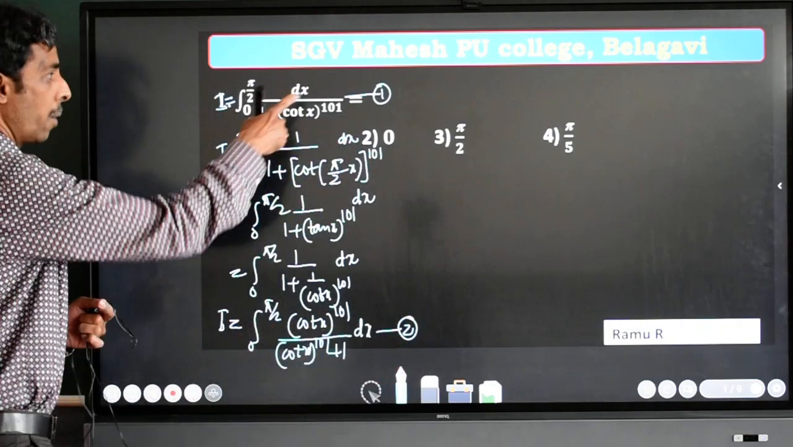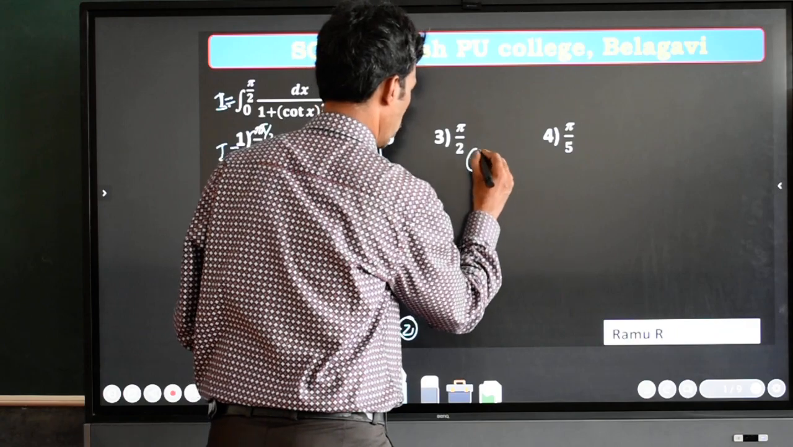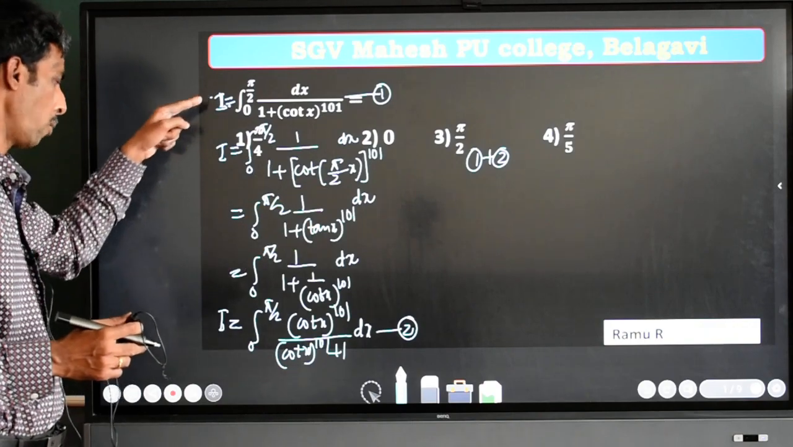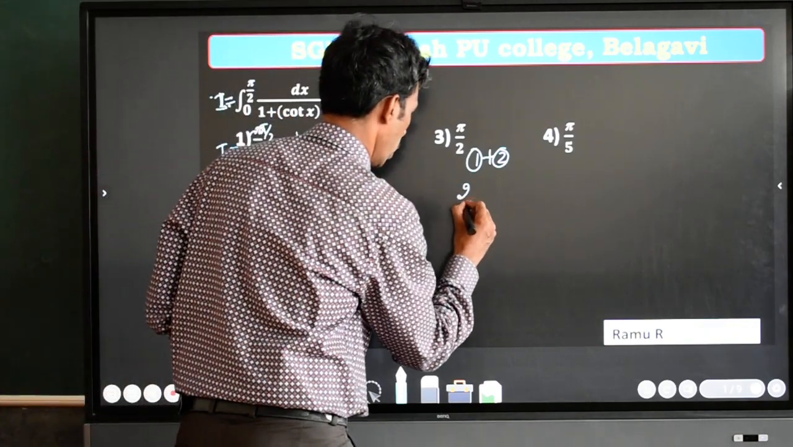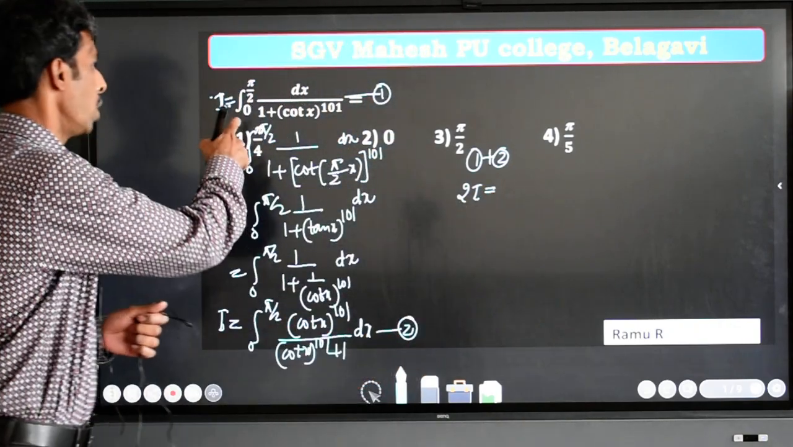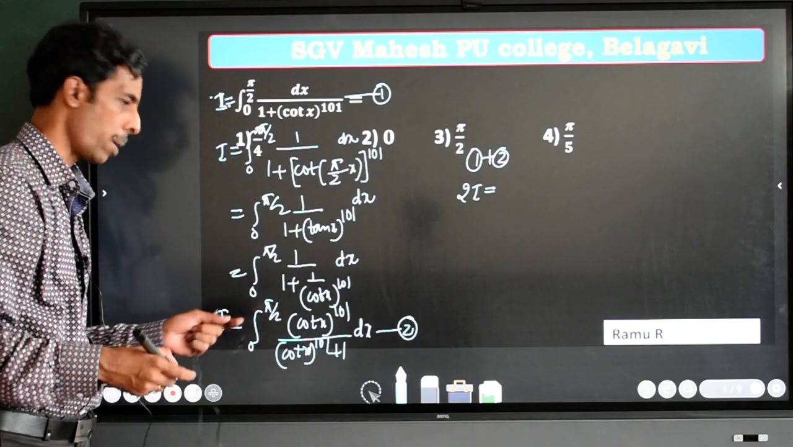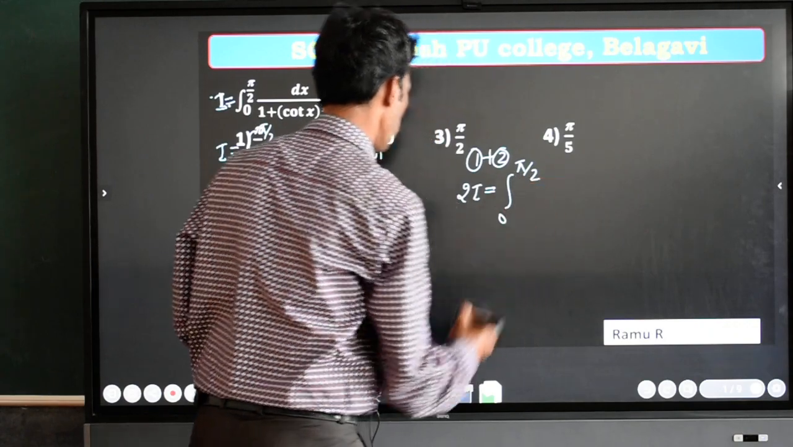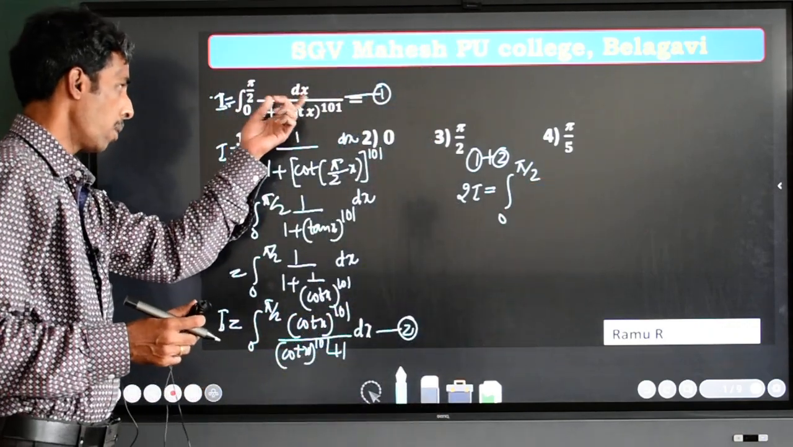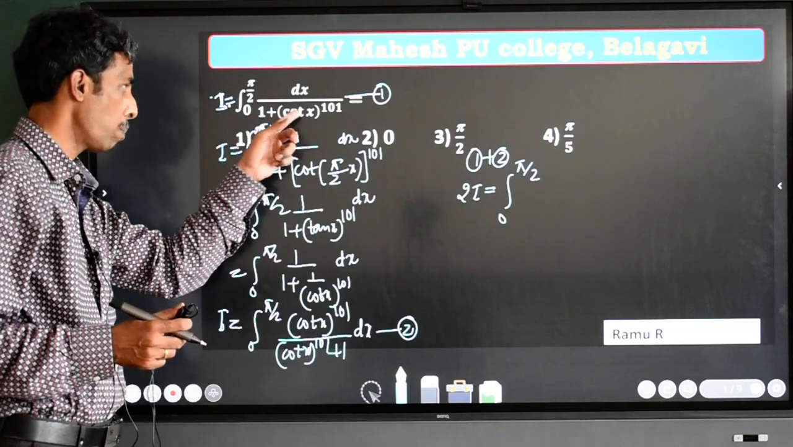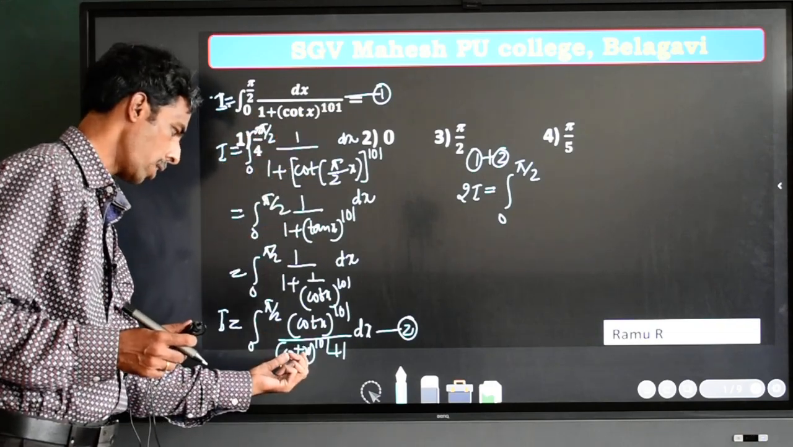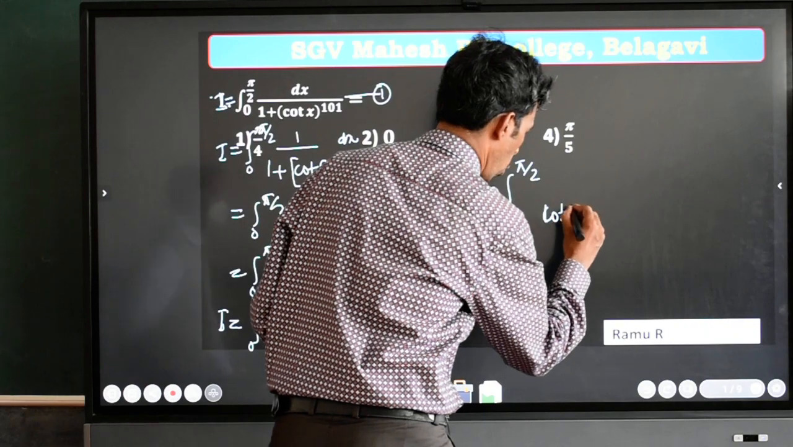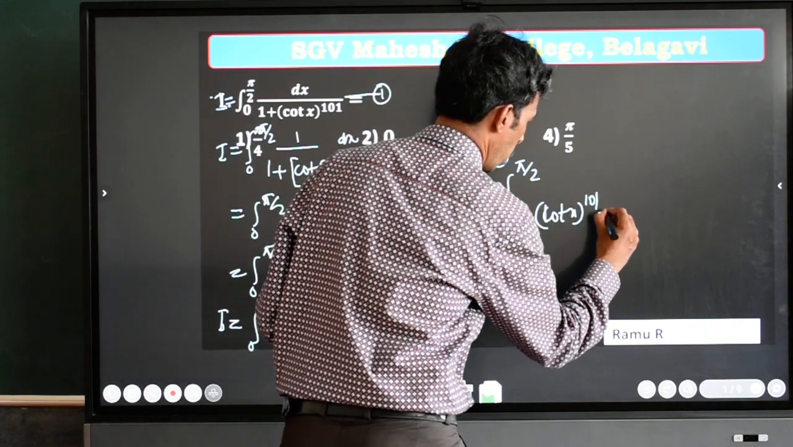Next, after adding equation 1 and 2, 1i plus 1i will be 2i. This is equal to the integration from 0 to pi by 2. The limits 0 to pi by 2 are common to both the terms, therefore you write it only once. The denominator term of equation 1 and equation 2 will be similar, cot x whole to the power 101 plus 1. Therefore, you write it only once.